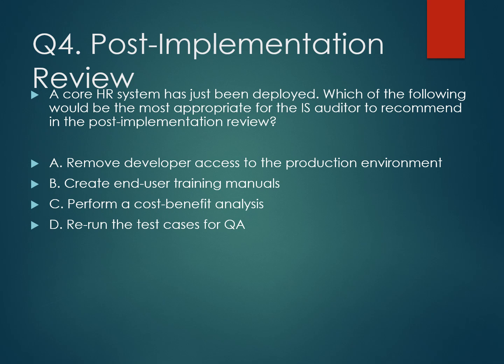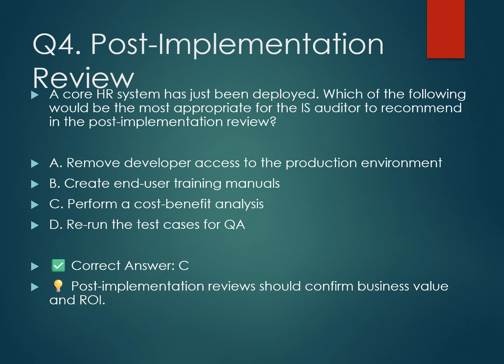A. Remove developer access to production. B. Create end-user training manuals. C. Perform a cost-benefit analysis. D. Rerun QA test cases. Correct answer, C. A post-implementation review should confirm that the system provides expected business value and return on investment.